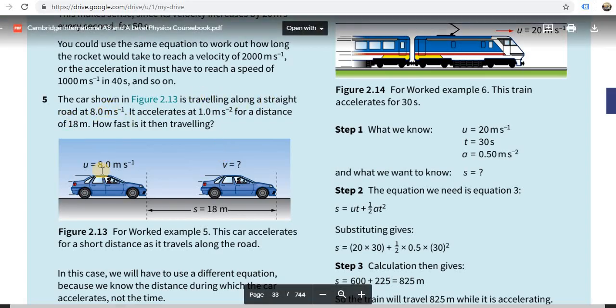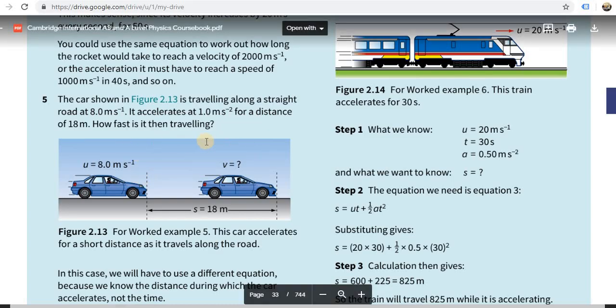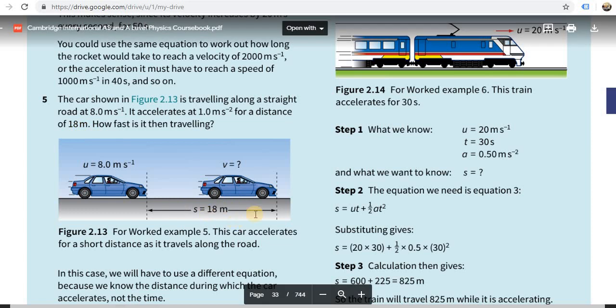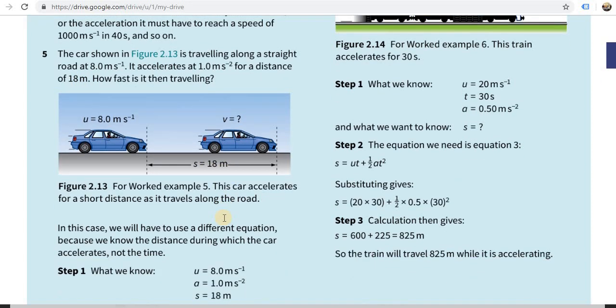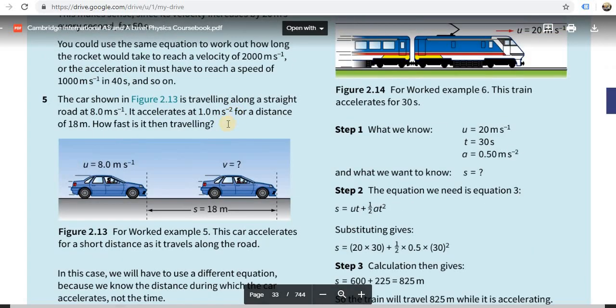Okay, so initial velocity is 8, acceleration is 1 meter per second squared. Here it's not labeled, but you can label it. Acceleration is 1 meter per second squared, and the distance is 18 meters. You are supposed to find the final velocity. So which equation has those quantities? Here also you can write A equals 1.0 meters per second squared.